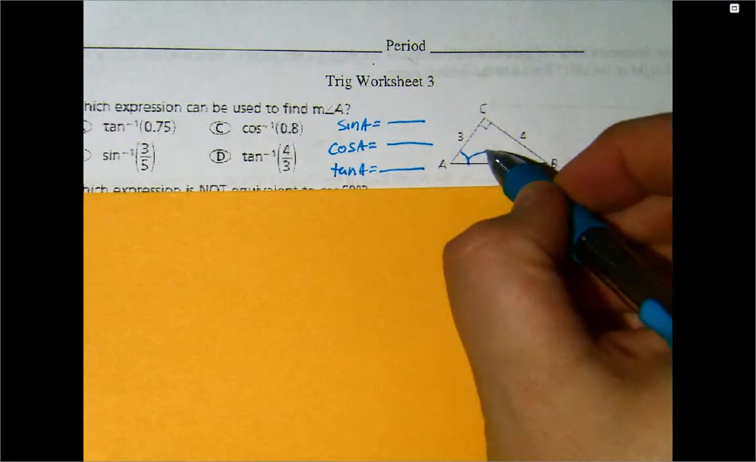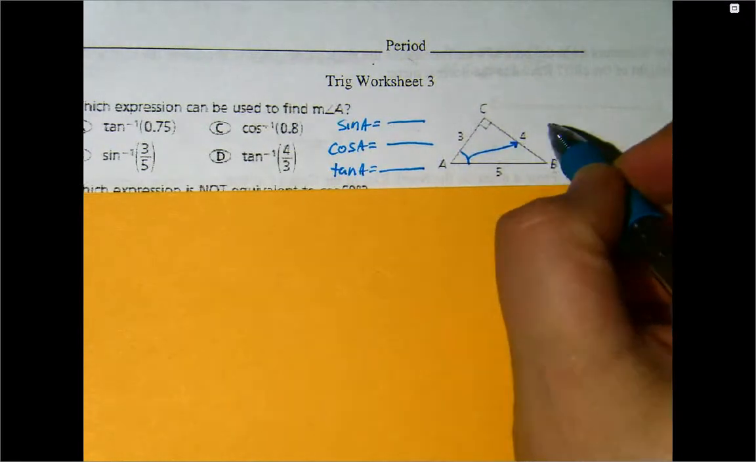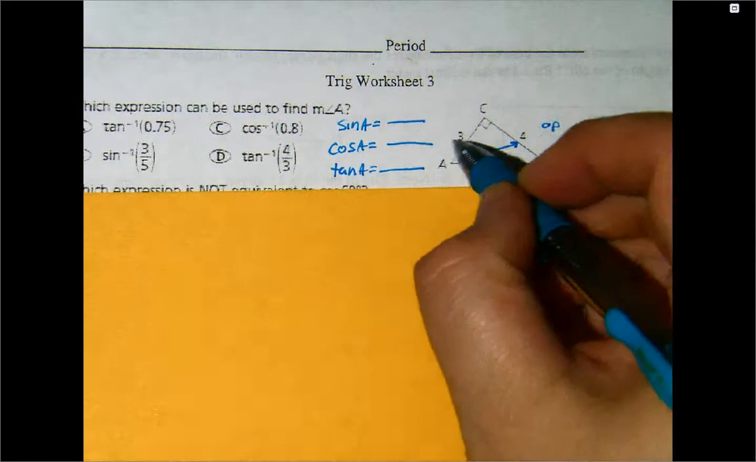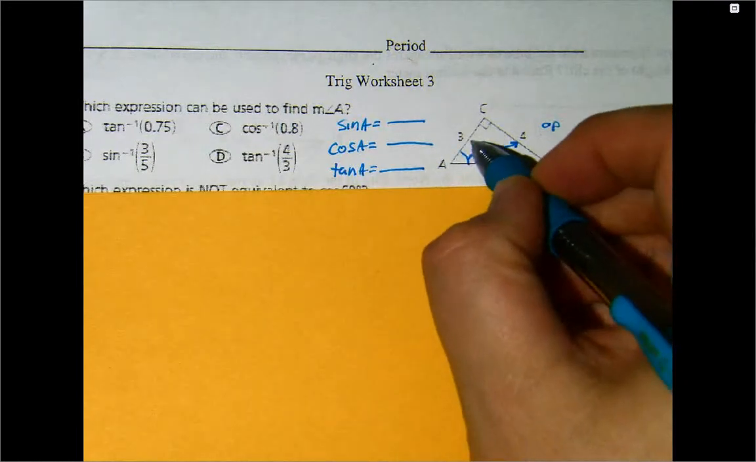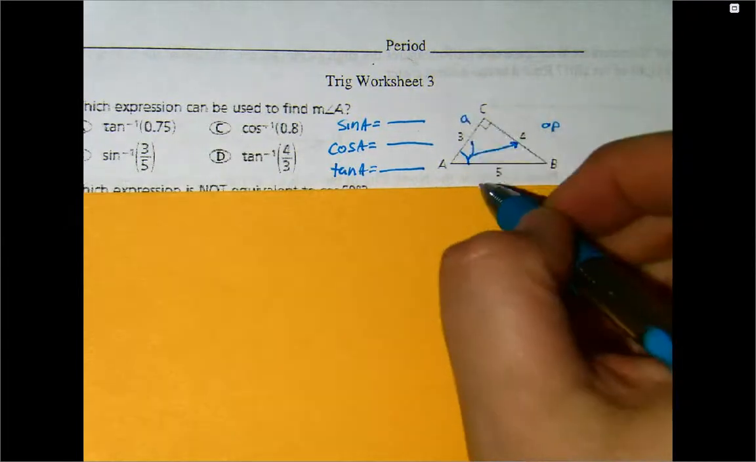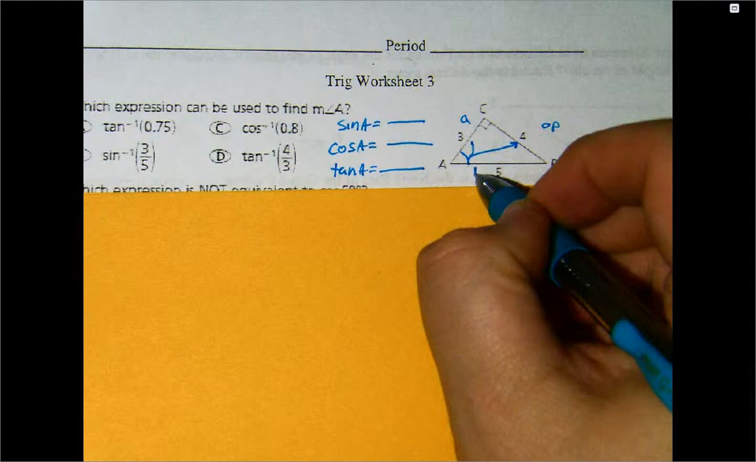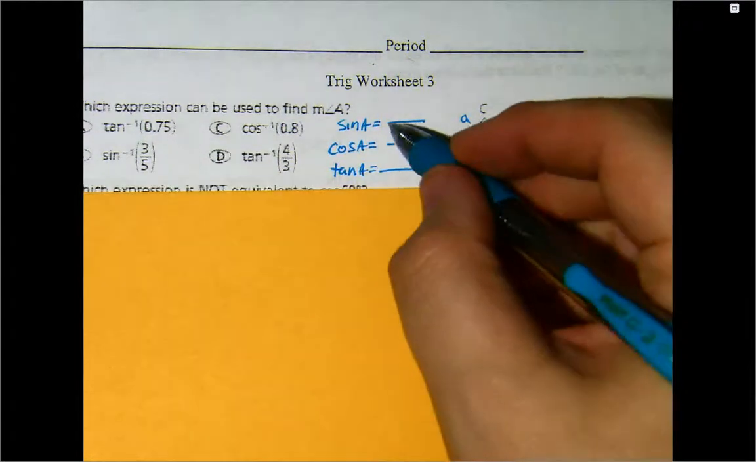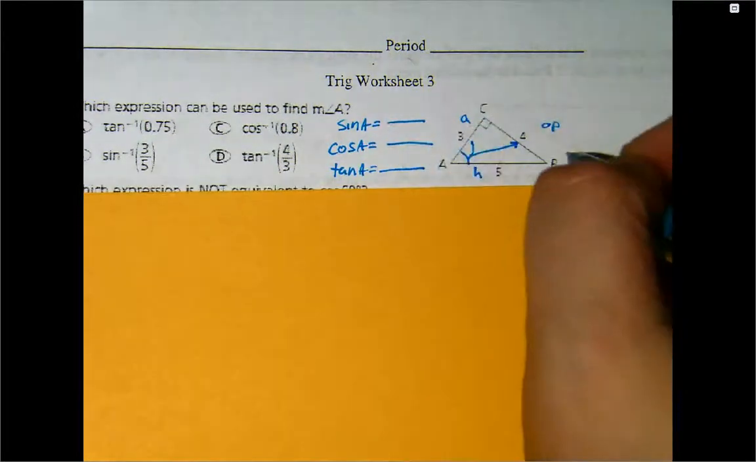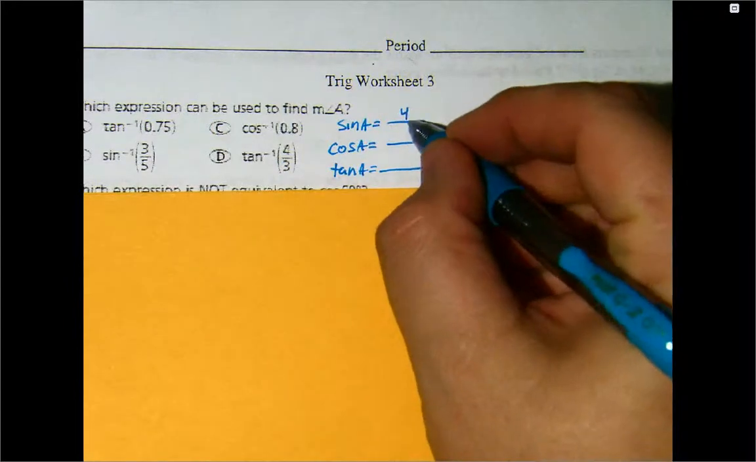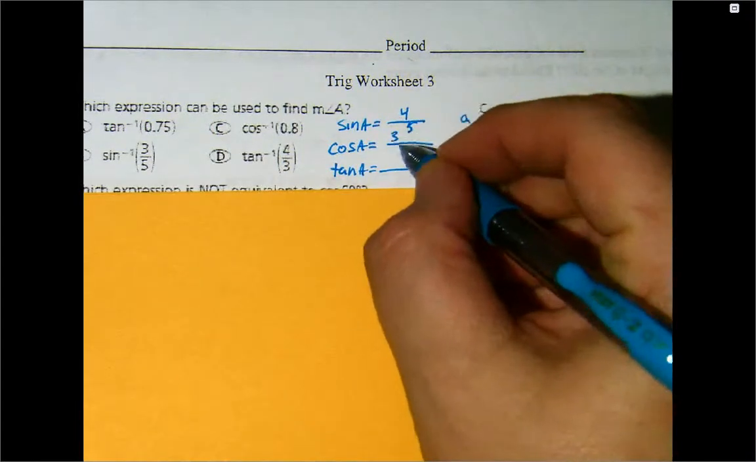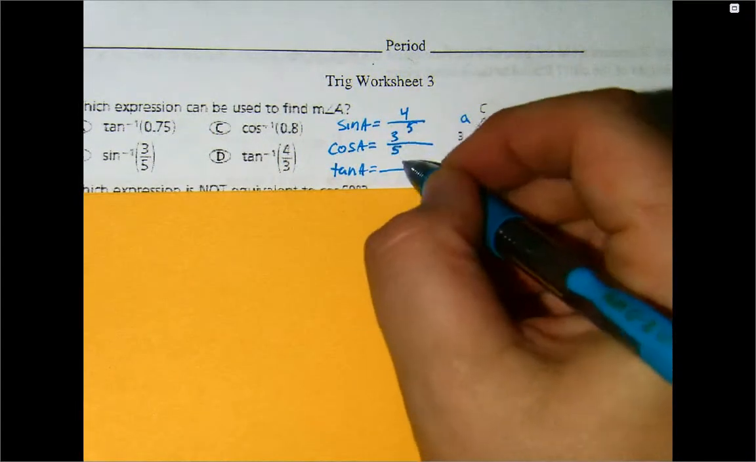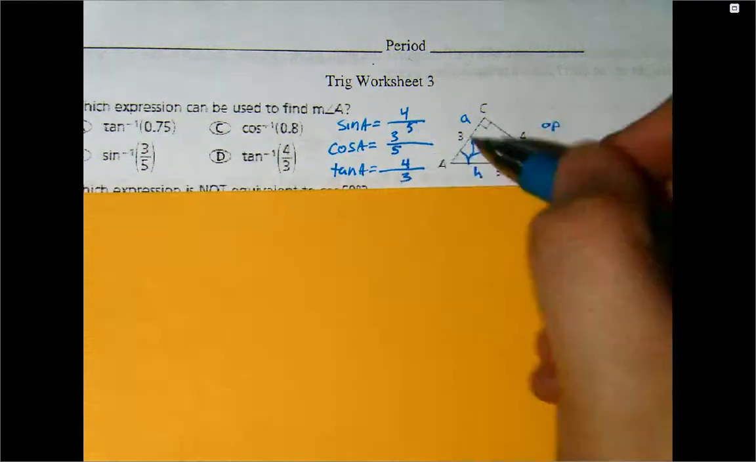What side is that? Opposite or adjacent? Opposite. This side right here is going to be adjacent, and this side is hypotenuse. So you need to know your SOHCAHTOA. The sine is opposite over hypotenuse, so it's 4/5. The cosine is going to be 3/5 because it's adjacent, and then the tangent is going to be 4/3. So now we take a look at these.